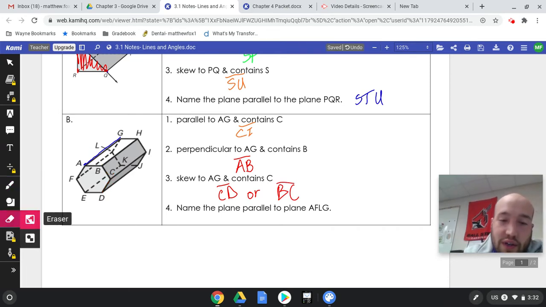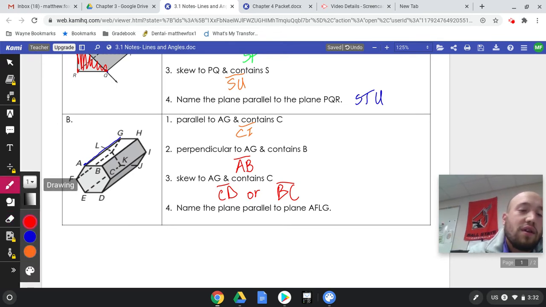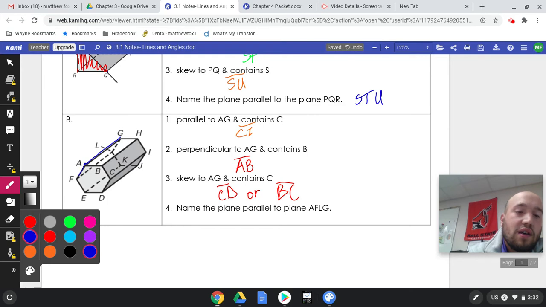Okay, the final one now says name a plane parallel to plane AFLG. So in blue here, I'll highlight A, F, L's back there, and G. So that's on the side.